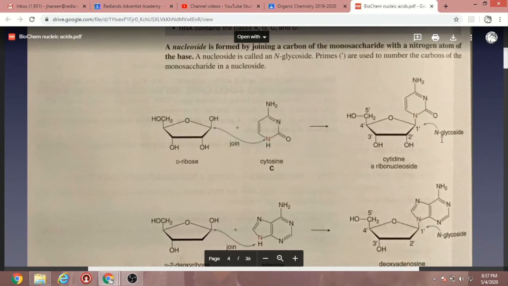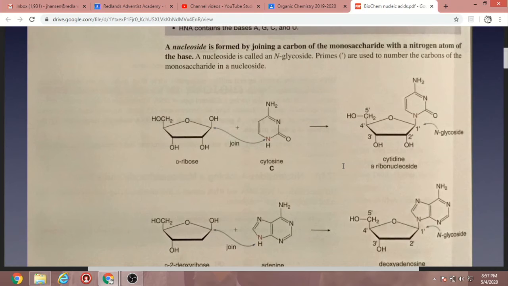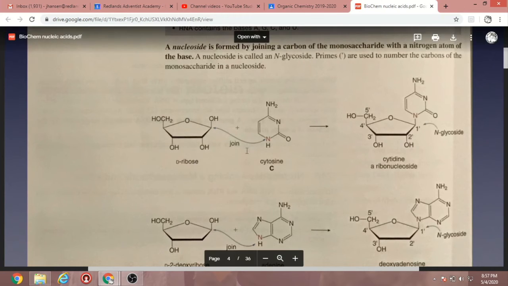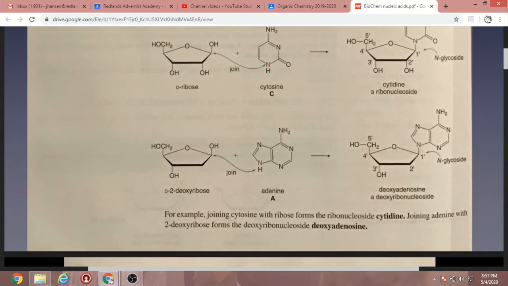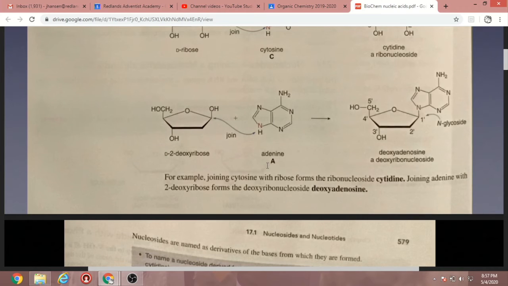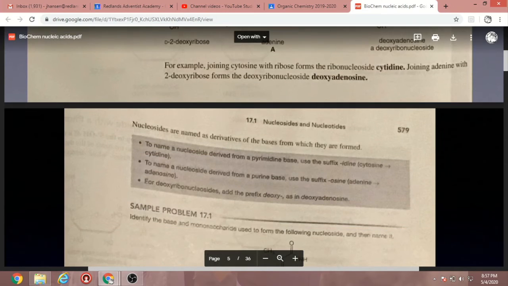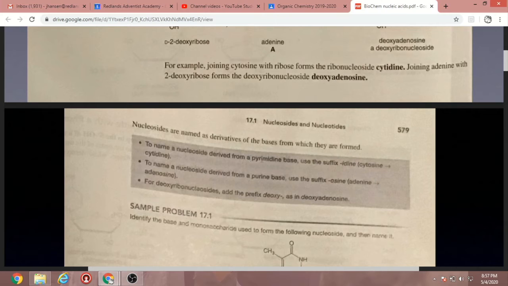So here's an N-glycoside, here's an N-glycoside. Both of these are N-glycosides. We call them nucleosides, but their specific name has to do with what sugar and what nitrogenous base you're putting together. And so for naming them, basically here's how you do it. To name a nucleoside derived from a pyrimidine base, you have to use the suffix -idine. So pyrimidine, you use the suffix -idine, I-D-I-N-E.